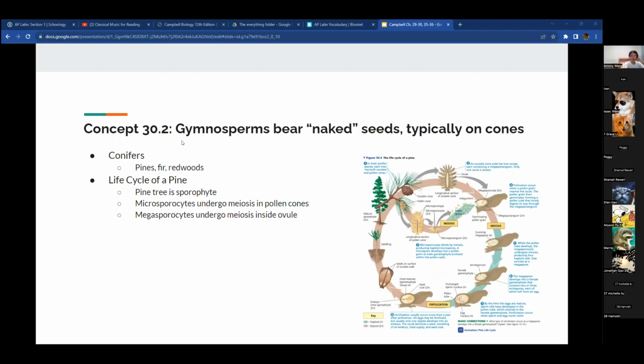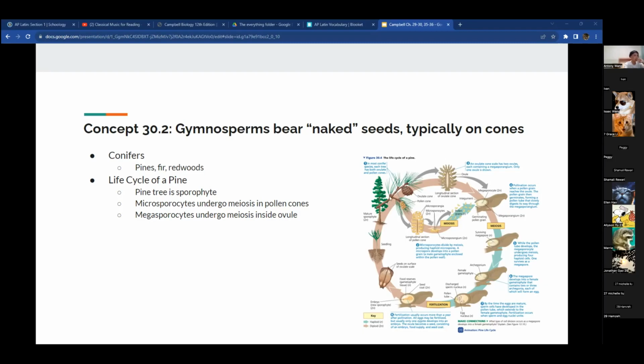So one class of vascular plants is called gymnosperms. These are so-called naked seeds, and if you look to the right, you can see how the seeds are exposed, not coated in any kind of fruit or any structure. The one major group of gymnosperms are conifers. These conifers consist of pines, firs, and redwoods.